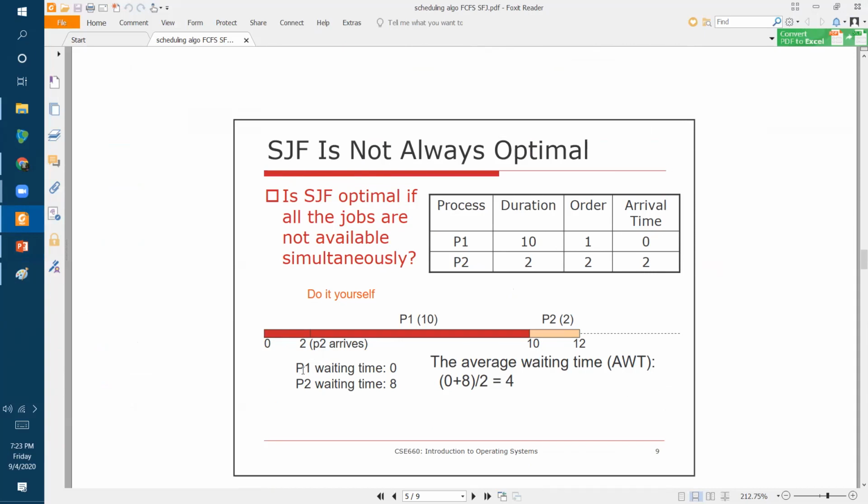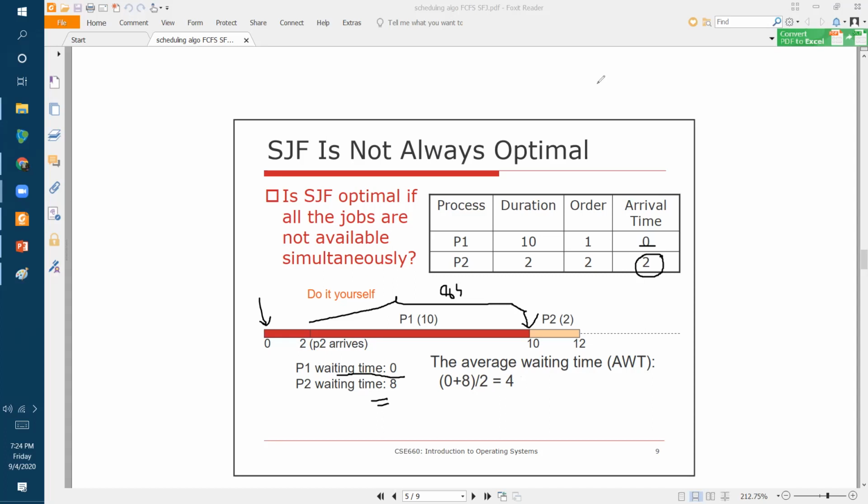If we calculate the waiting time for P1, we don't have to wait any time, because P1 comes first and there is no competitor. So P1's waiting time is 0. But P2 arrives at 2 seconds and starts its job at 10 seconds, so it has to wait 10 minus 2, 8 seconds. So the waiting time of P2 is 8, and the average waiting time will be 0 plus 8 divided by 2, which is 4.